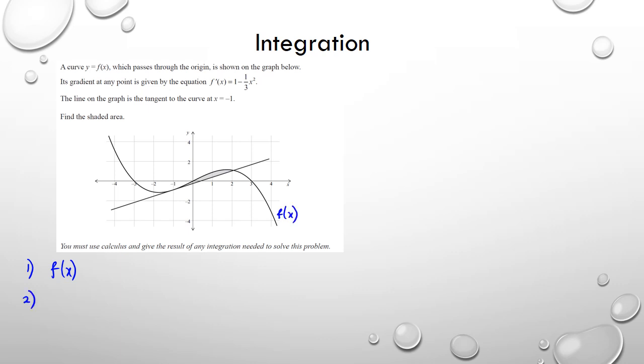Second, I'm going to call this g of x, which is the straight line. So I need to find the equation of the straight line, g of x. Third, I need to figure out the limits. Basically, I need to figure out what this point and this point are. Those are the limits for the definite integral, so that's the two intersection points.